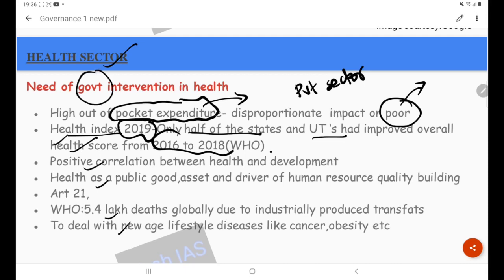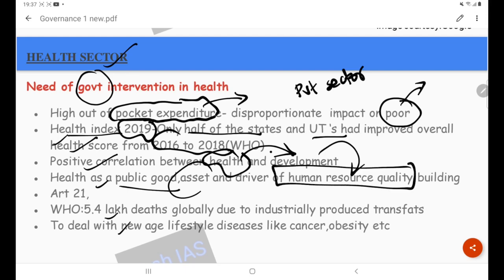Then there is a positive correlation between health and development. Only a healthy population will aid development. Health is an asset, health is a key to development. Health is a public good, asset and driver. If the human resource of a country or a community should be of quality, then health is a must. Then there is Article 21.